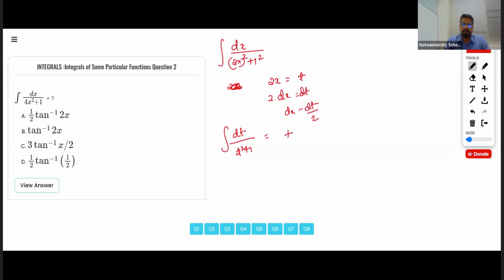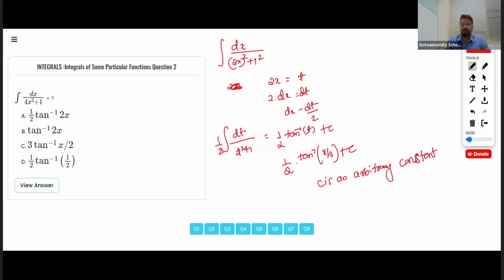And the integral of this is tan inverse of t, with the dt by 2. So it will be 1 by 2 times tan inverse of t plus c. What is t now? T in terms of x, it is 1 by 2 tan inverse of 2x plus c, where c is an arbitrary constant. Yes. Don't forget this, arbitrary constant. Okay, so this is our answer. Which option is it? Which one is it?